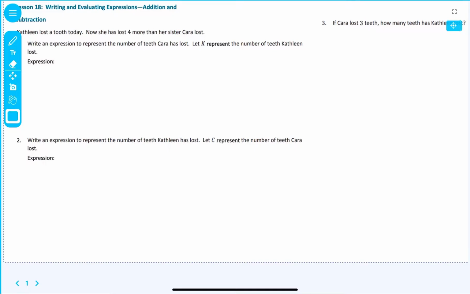Anybody know this expression? What are we going to do? How did you get K minus 4, Ryan? Okay, but how did you do 4, though? If she only lost 1 tooth, why did you subtract 4 from it? All right, here's the key, guys. Ron's correct. It is K minus 4. She's lost a tooth today. But we don't care because why?